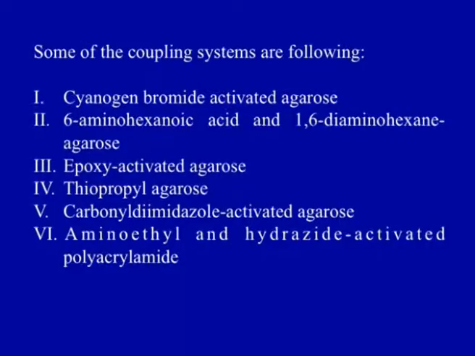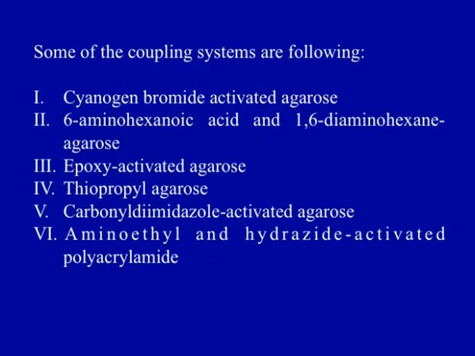Now, there are certain coupling agents available which will activate the matrix so that the ligand can be put in, like cyanogen bromide activated agarose. Cyanogen bromide is a very commonly used coupling agent. It reacts strongly with amino groups. It is extremely useful in coupling enzymes, coenzymes, inhibitors, antigens, antibodies and so on.